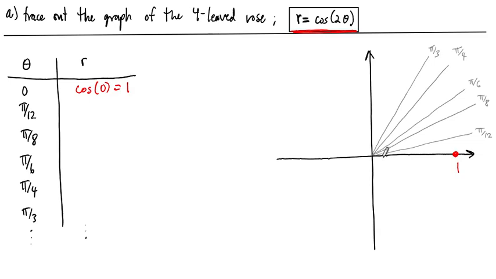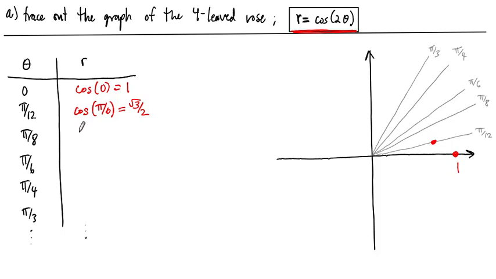Okay, now we go up to theta equals pi over 12, and so for this one, this is equal to the output of cosine of pi over 6, because we have to double the angle. And that's, of course, root 3 over 2. Root 3 over 2 is a little smaller than 1. And so we go out this ray, theta equals pi over 12, but we go out root 3 over 2 units instead of a 1 full unit.